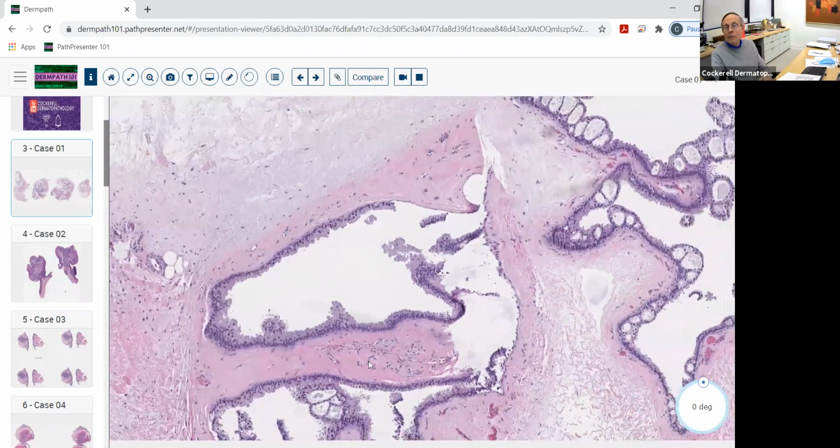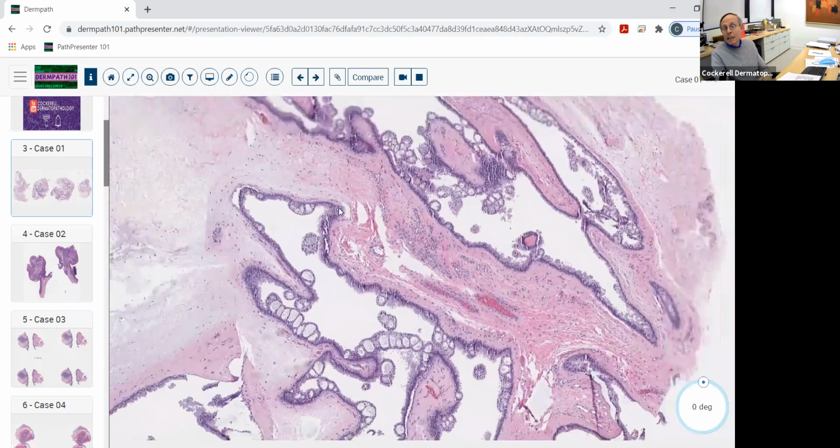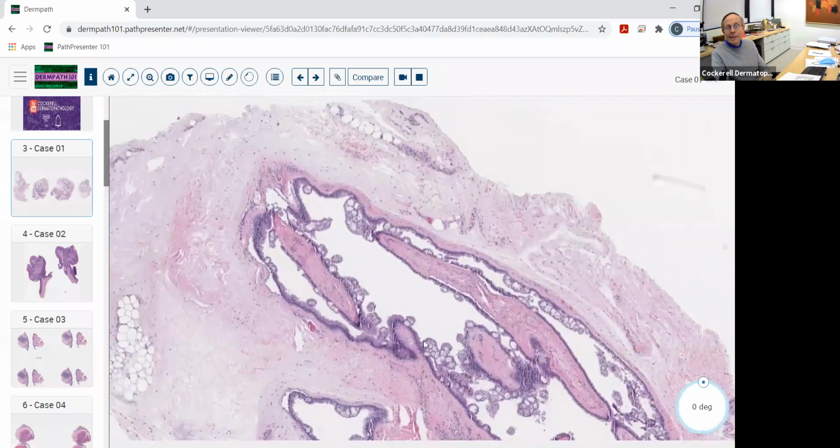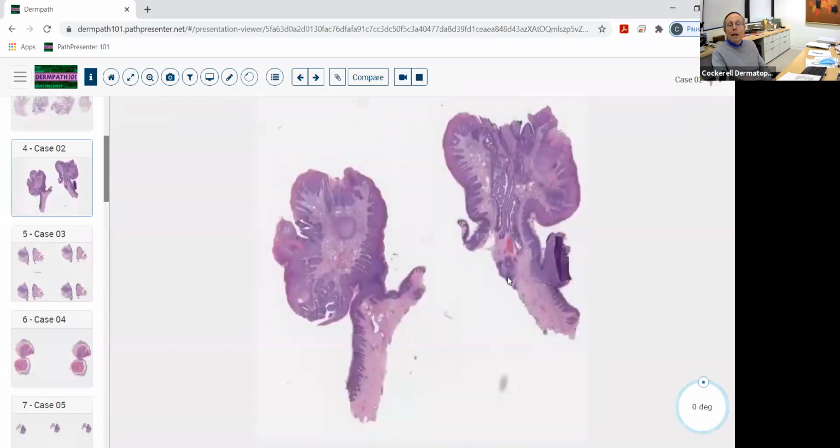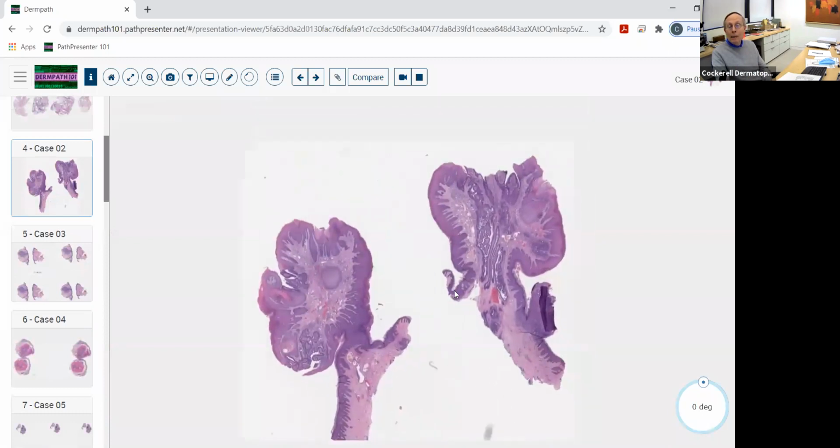Totally benign lesion, obviously. Most hidrocystomas that we see don't have this obvious apocrine differentiation, and so we may be calling those eccrine hidrocystomas. Don't make a big deal out of that. But basically, this is an example of an apocrine hidrocystoma. Okay, totally benign.